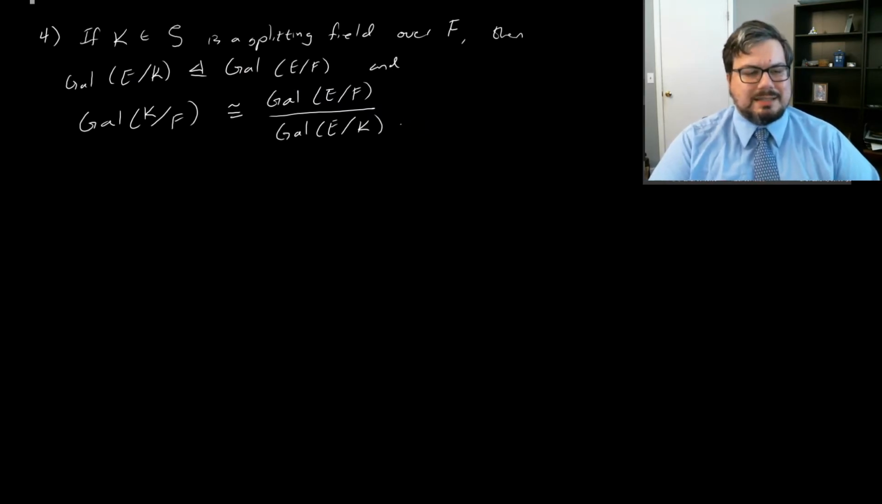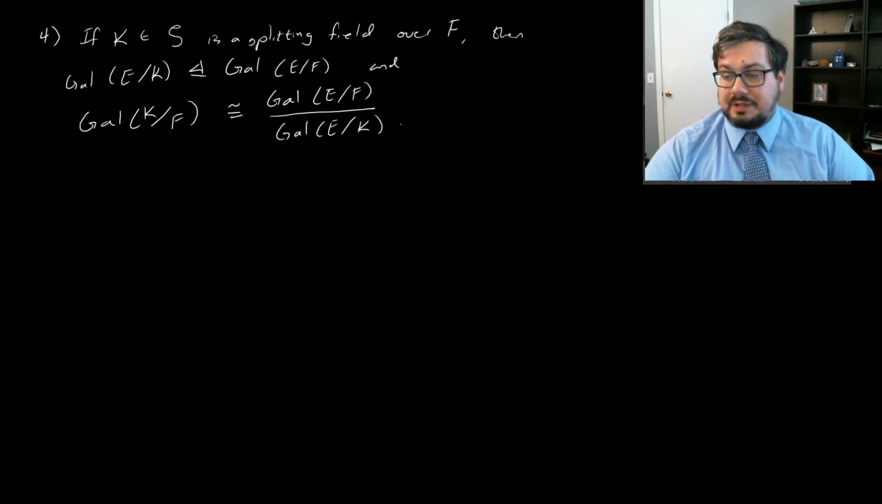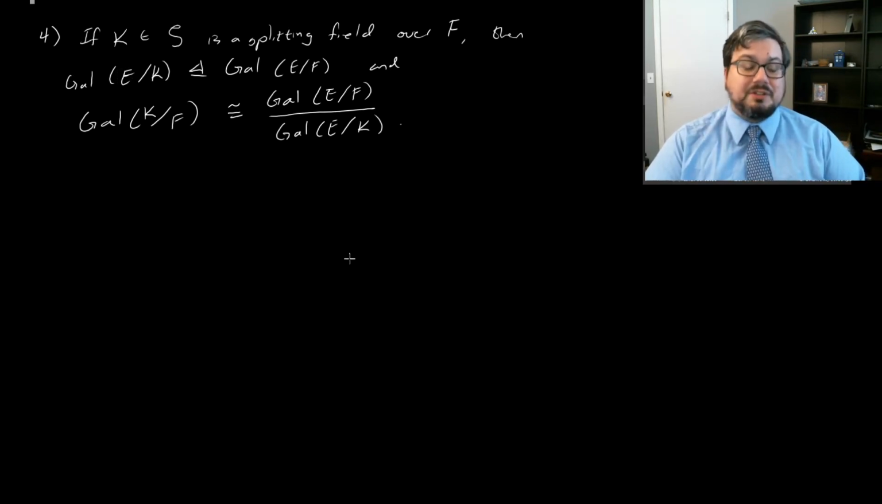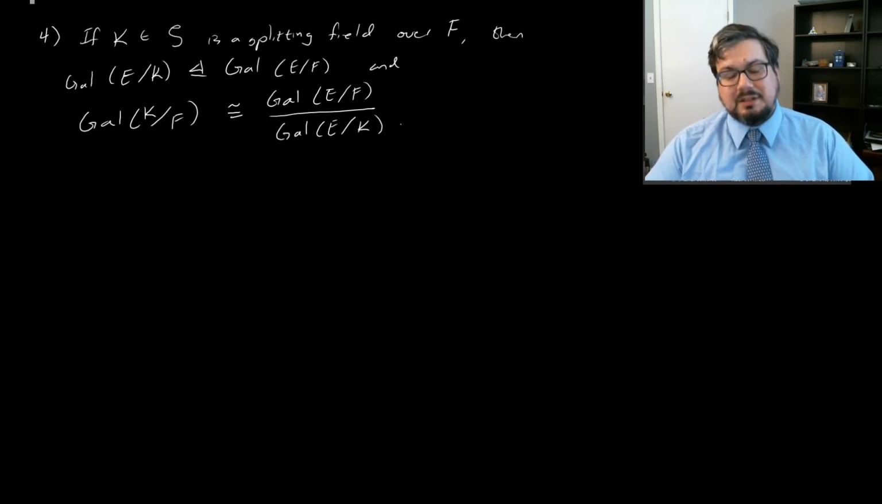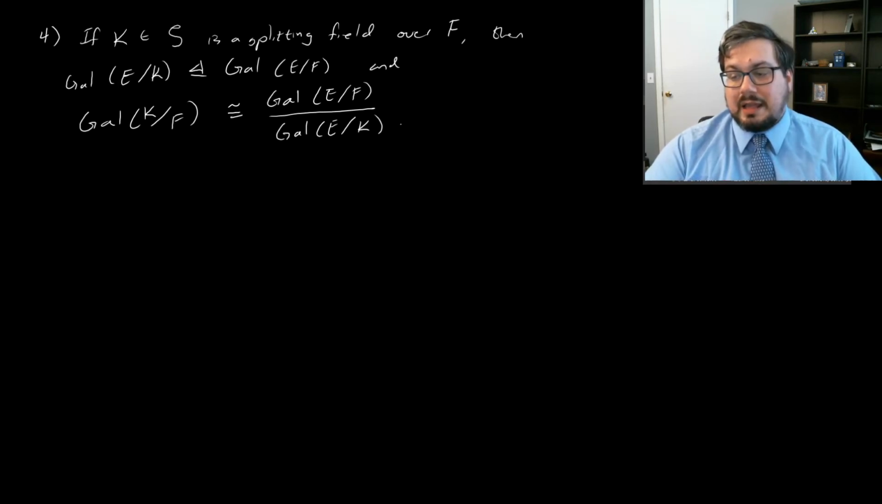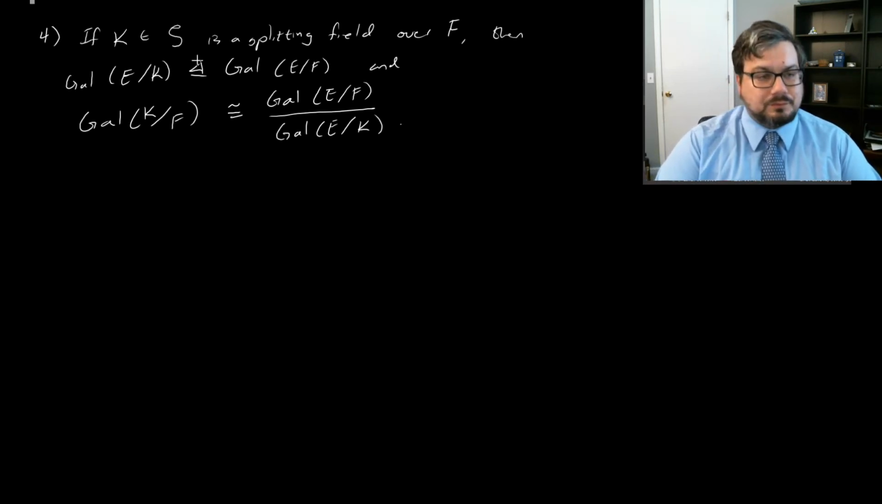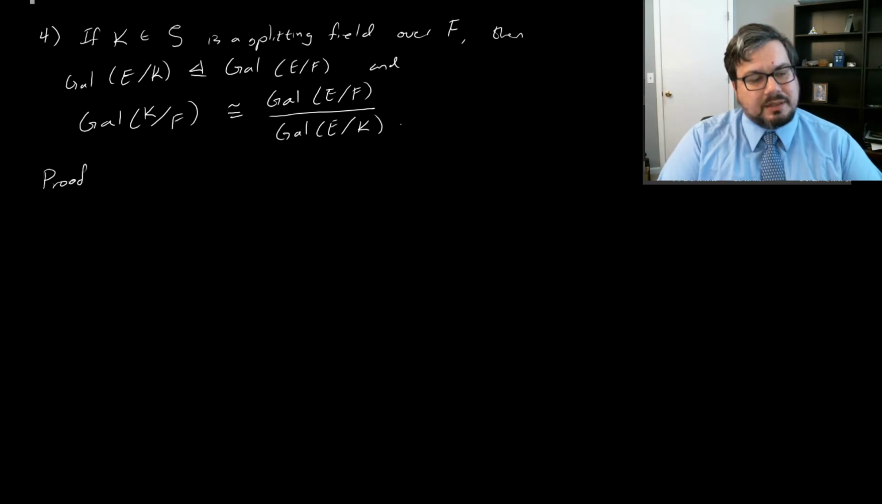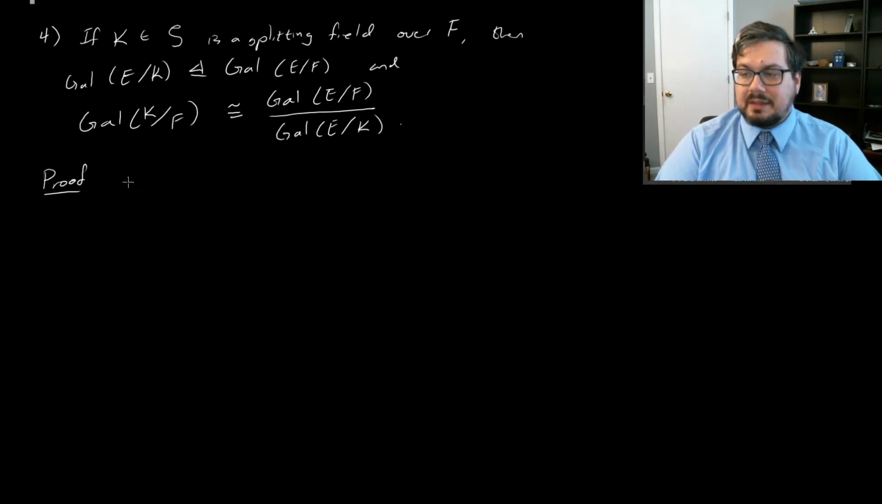All right, so let's do this. Again, we're going to do it in 2 parts. There's 2 things to prove here. First, that the Galois group of a splitting field is going to be normal. The Galois group of every field is not necessarily going to be normal, but the Galois group of a splitting field is going to be normal, and in this case we can construct the Galois group of K over F. So let's look at the proof of this.